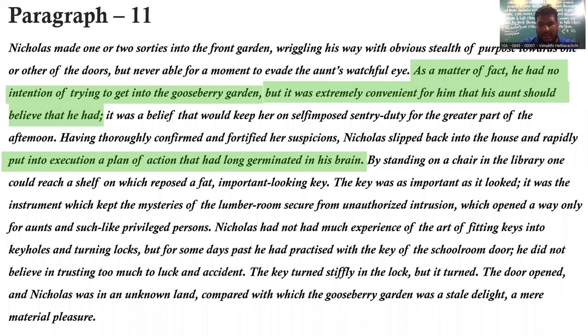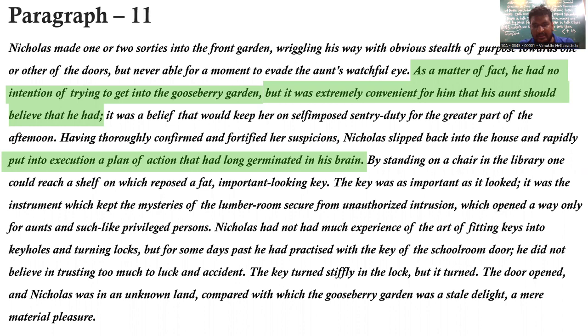By standing on a chair in the library, one could reach a shelf on which reposed the fat, important-looking key. The key was as important as it looked. It was the instrument which kept the mysteries of the lumber room secure from unauthorized intrusion. Because of that key only, nobody could enter the lumber room because the door was locked. That is the only object which kept each and every child out of this lumber room. Only aunt can go to that place. All the other children were prohibited from entering the lumber room, which opened the way only for aunts and such like privileged persons. The lumber room is only open for adults and privileged people, not for the kids, obviously.